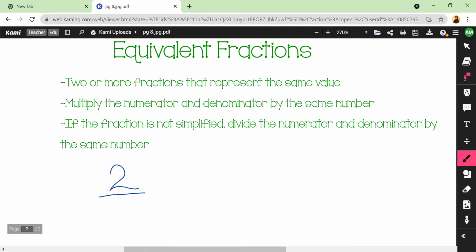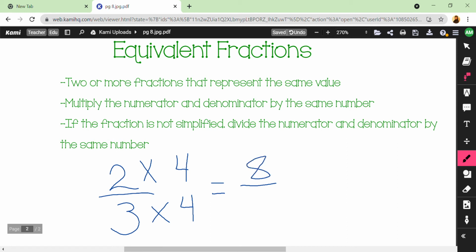Let's say we had 2/3 and we needed to find an equivalent fraction. Well, we can multiply the denominator and the numerator by any number. Let's just throw 4 out there. So as long as we do the same thing to the top and to the bottom, we will have an equivalent fraction. 4 times 2 is 8, and 3 times 4 is 12. Therefore, 2/3 is equivalent to 8/12.